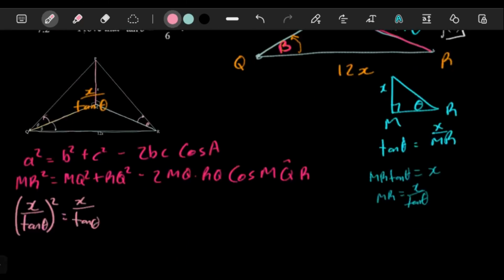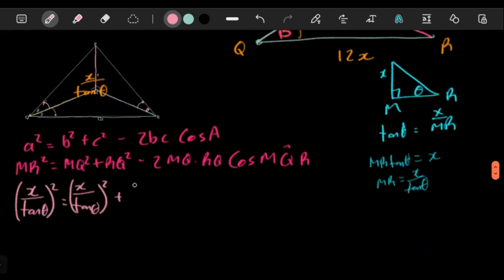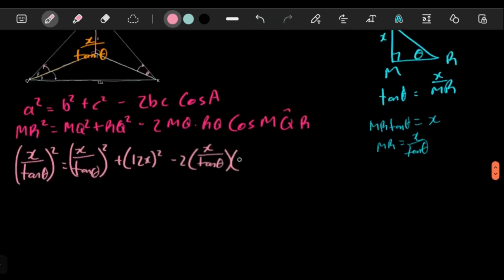So x over tan theta, squared. And then RQ is 12x. And then MQ is x over tan theta, and RQ is 12x, and then cos of the angle beta. Here you have to be careful and think slow. Here this and this look exactly the same, so if this goes to the left, we'd have a 0 there. And then 12x squared is going to be 144x squared.